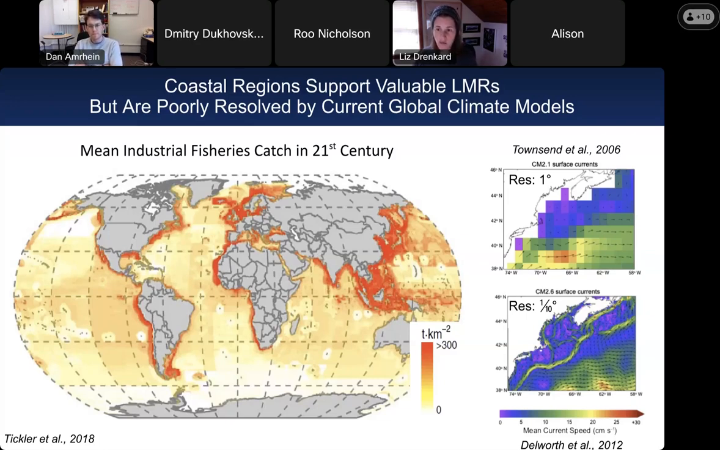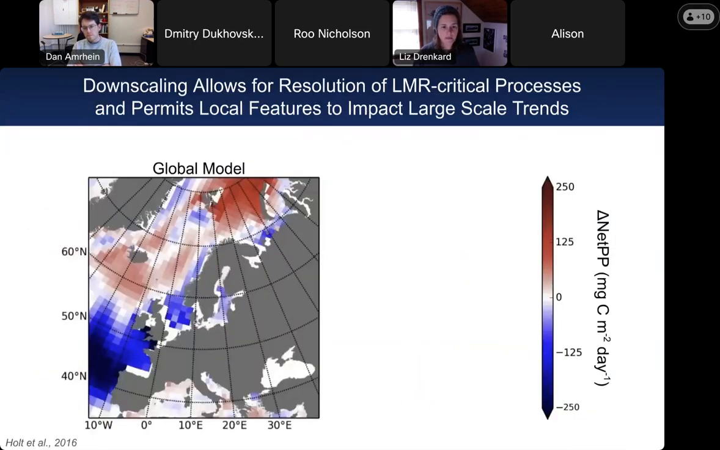If you're looking at the global model, what I have on the right there is Townsend et al. 2006. It's one of our earlier versions of the GFDL global model, and it's showing the northeast coast of the US. Below it is the CM2.6, Delworth et al. 2012, and we have a much better resolution of the Gulf Stream along our east coast. Obviously, that's a very important feature for us to be getting right in our models, but it's challenging when you're thinking about running this really high resolution model. They're quite costly. So that's what we get from increasing the resolution.